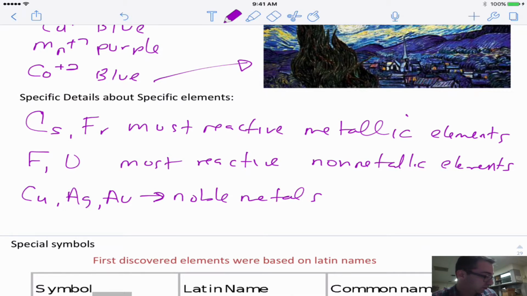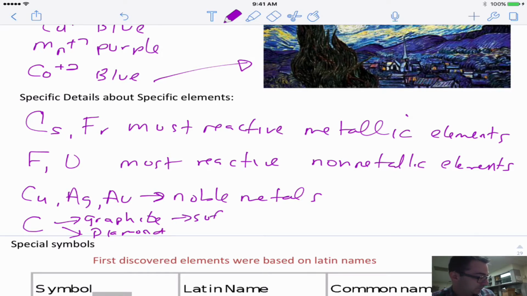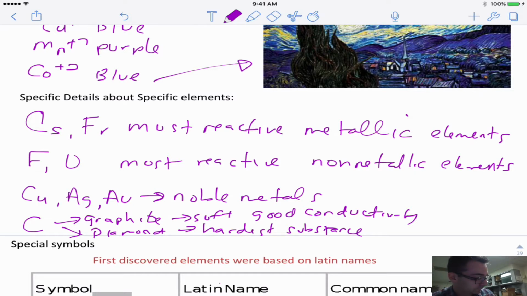Another interesting element, carbon. Carbon actually has 2 allotropes, graphite and diamond. And what's so striking about these is that graphite tends to be a soft compound that's black, and it also has good conductivity, rare for a nonmetal. Whereas diamond is the hardest substance that's known. So here's the same element, but its structure makes them very, very different, have different properties.